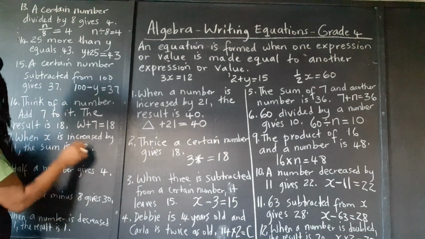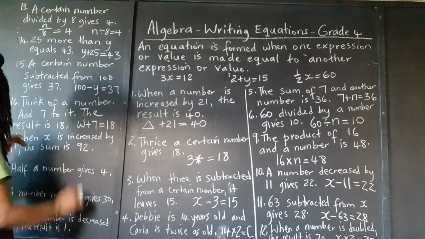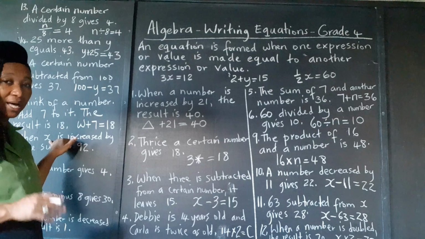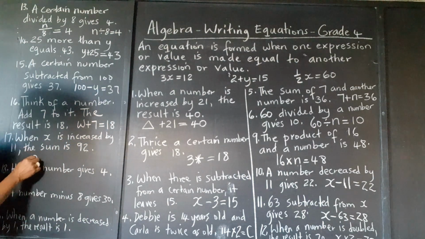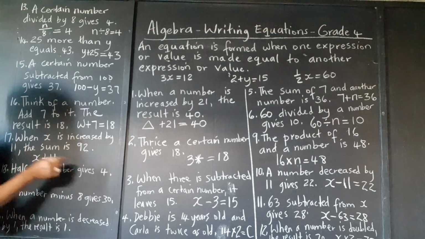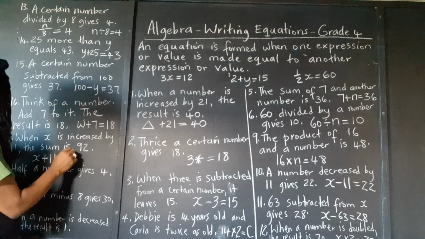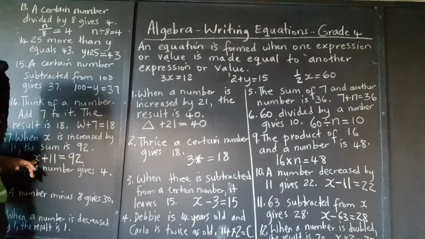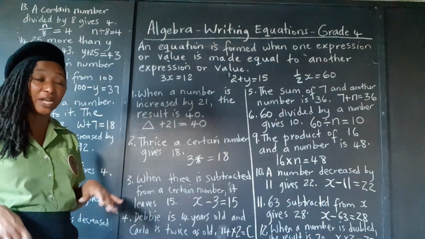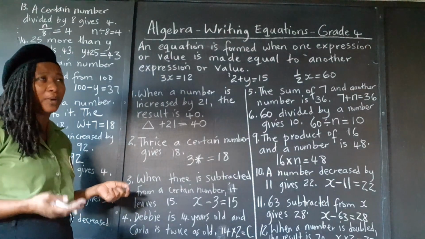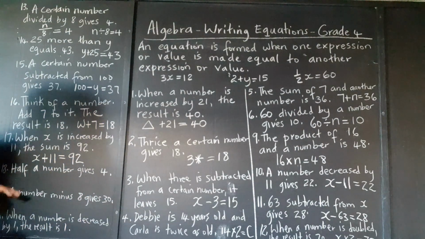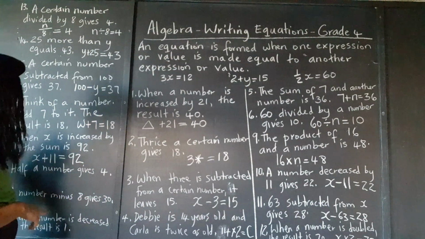When x is increased by 11, the sum is 92. So here they're telling us that we are supposed to use x as the variable, as the unknown quantity. So when x is increased, increase means to add. When x is increased by 11, the sum is 92. Which number, when I add 11 to it, I get 92? Can you work that out in your head? Can you think which number, when I start with that number and add 11, I get 92? Some of us can do that. But if you can't, I'm going to teach you how to do it in the next lesson.